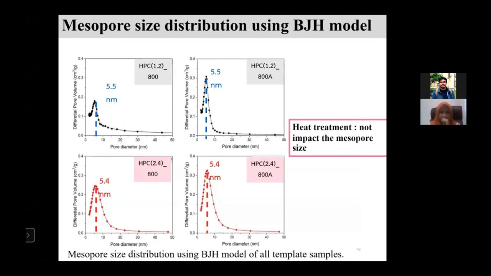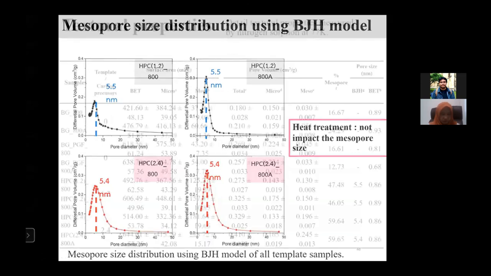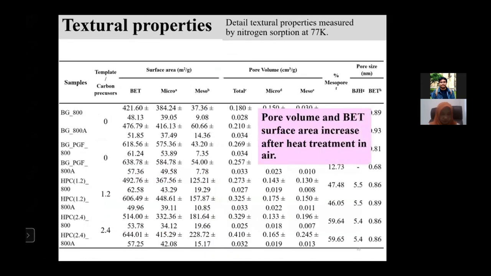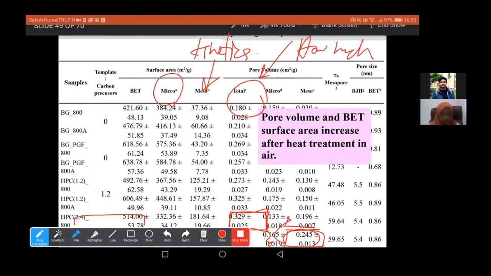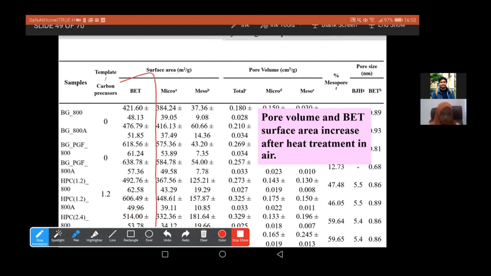And we check the mesopore distribution from the nitrogen sorption technique. And we found that, okay, what we coated on our sugarcane bagasse shows mesoporosity of about 5.5 nanometers in size, okay? And this table might look a little bit complicated to you, so I'll just show you some examples. If you notice the BET surface area here, you will see that some samples, for example, the BET-800A, contain a surface area of about 500.